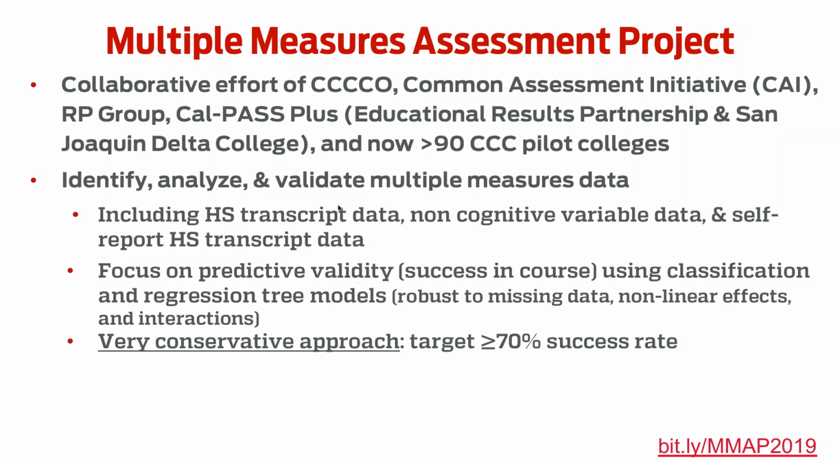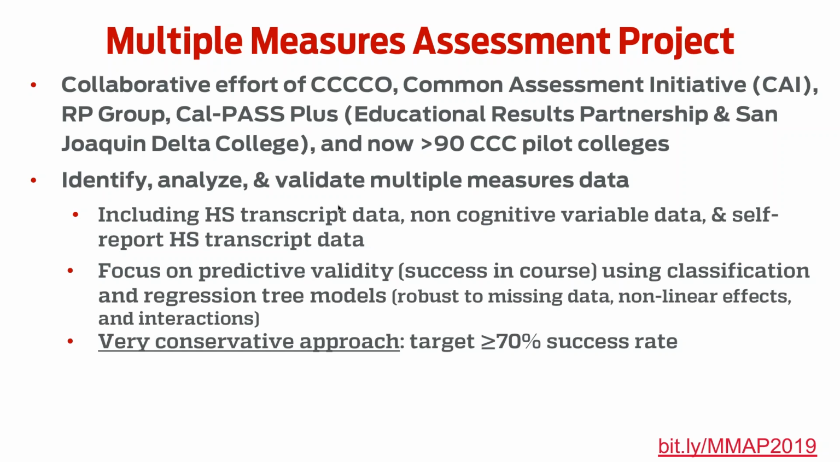And we just wanted to check to see what types of things would predict college performance using high school records. And we set a very conservative approach again. We were targeting students who would have a greater than 70% success rate in their first college level class, what we call transfer level class.